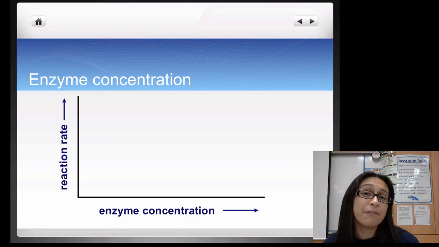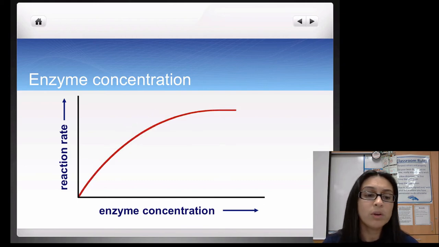There are many things that can affect reaction rate, how quickly we can change substrate into product. Two of them are going to be based on concentration, enzyme concentration and substrate concentration, and then there are going to be three other factors that can affect it as well. So let's go ahead and take a look first at enzyme concentration.